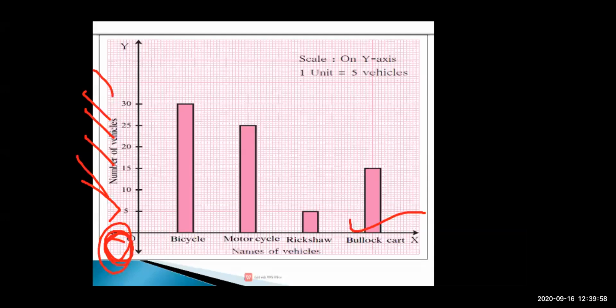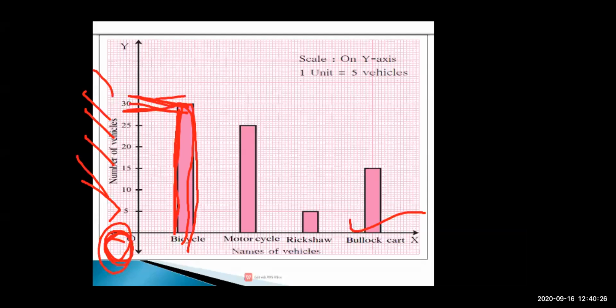Now the next part. First, what name have you written? The first name is bicycle. Now bicycle is how much? Bicycle is 30. So you have to draw a bar. That one box, you have to draw the bar till 30. See here there is a 30. So till 30 only you will draw the bar.